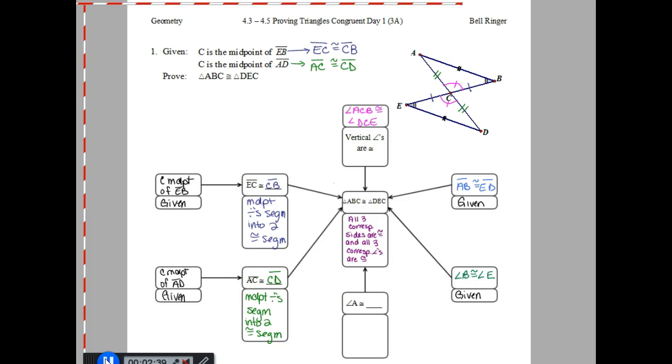Then our third set of angles are congruent because of the third angle theorem. If 2 angles of a triangle are congruent to 2 other angles of a triangle, then that third set has to be congruent. So our proof is complete with angle A congruent to angle D. We have shown that all 3 corresponding sides are congruent and all 3 corresponding angles are congruent. Let's look at the next part of the problem.